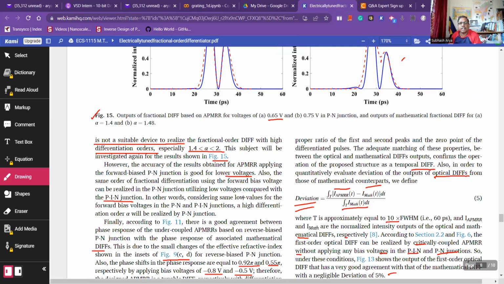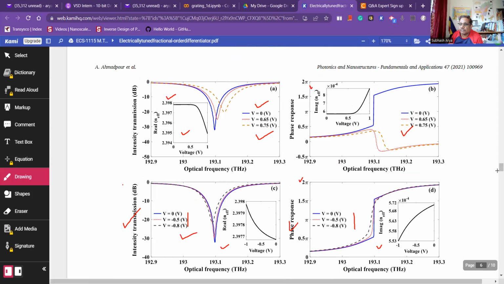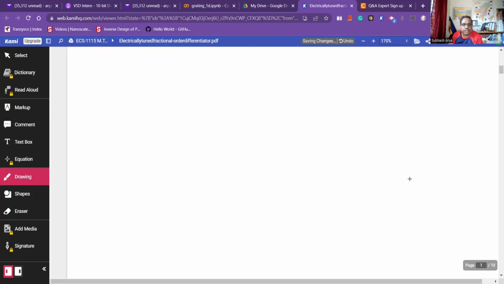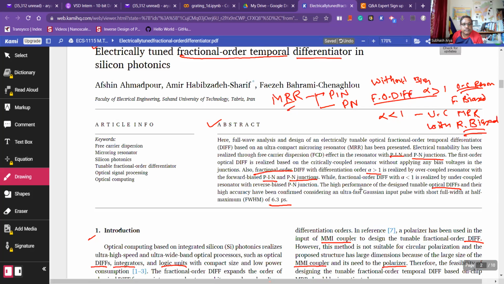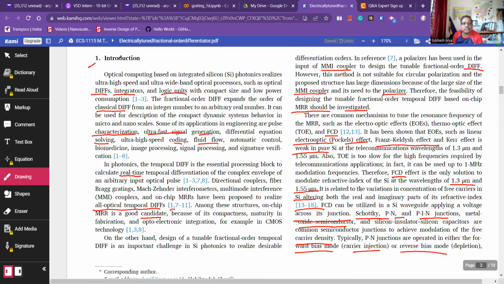In this way, we are concluding today's session, which covers the reading of this article called Electrically Tuned Fractional Order Temporal Differentiator in Silicon Photonics. So this we have seen here. Optical computing based on integrated silicon photonics relies on high speed and ultra wideband optical processors.